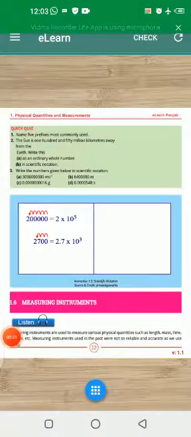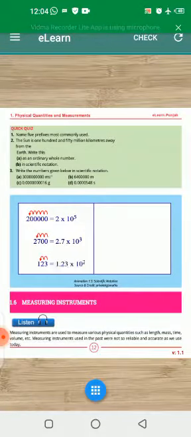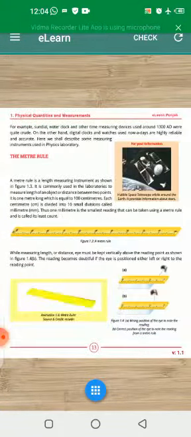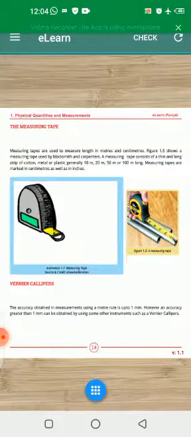Okay students, our next topic is measuring instruments. As we have learned in the previous video, all the quantities which can be measured are called physical quantities. So there are some instruments which we use to measure these quantities. We will discuss only those instruments which are according to the smart syllabus, and that one is vernier caliper.